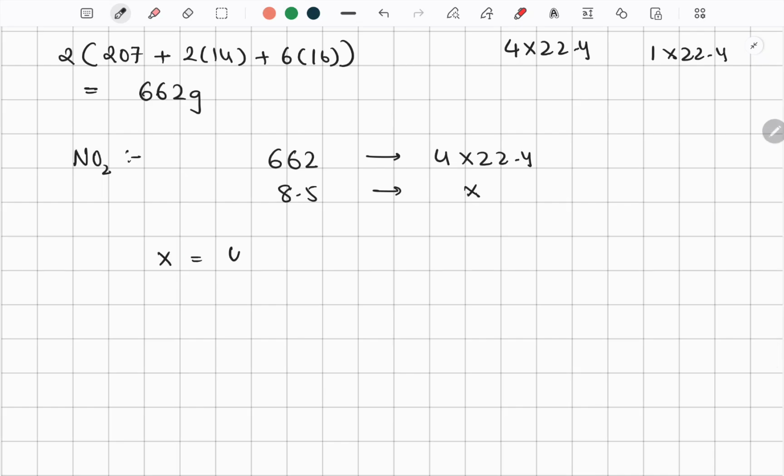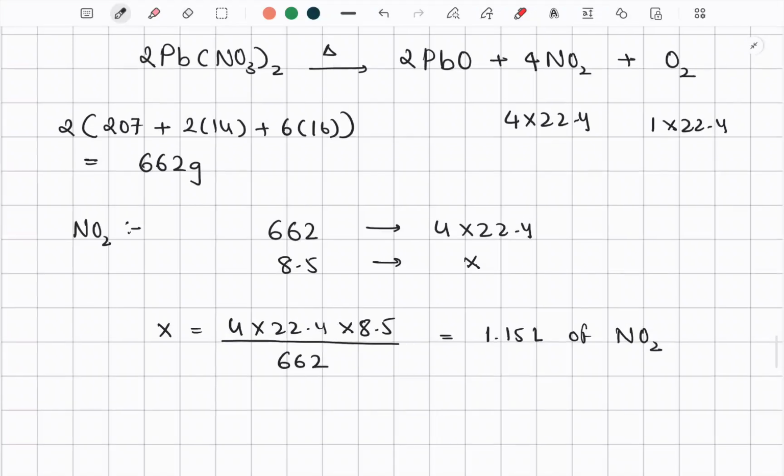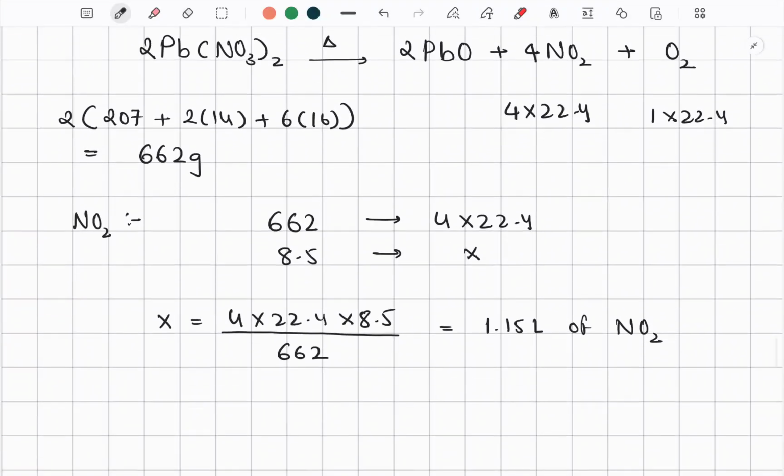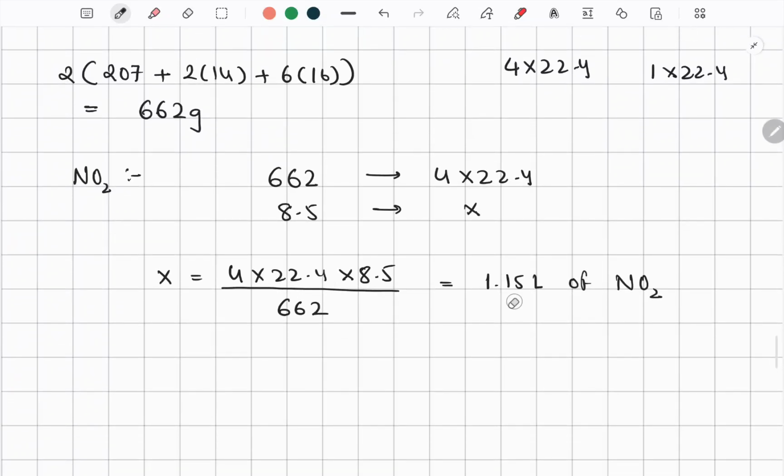So X is equals to 4 into 22.4 into 8.5 divided by 662. When you solve this fraction, you get the answer is equal to 1.15 liter of NO2. So hence we can say the volume of nitrogen dioxide obtained by heating the 8.5 gram of lead nitrate would be 1.15 liter.